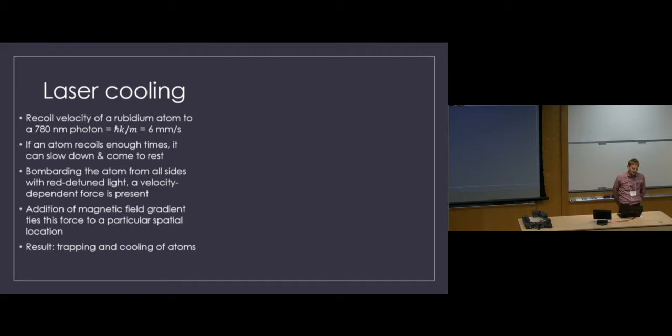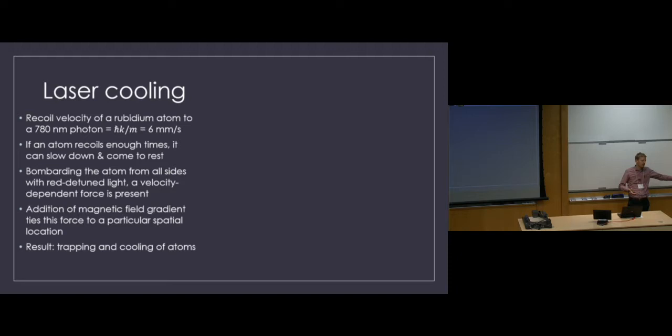So we all know that light has momentum, right? H bar k. If you were an atom with a mass m, take h bar k over m, and you now have a velocity. So every time an atom absorbs a photon, it recoils a little bit, takes a step back. For a typical case of rubidium at 780 nanometers, that's 6 millimeters per second. That's not a huge amount, particularly if the atom was moving at hundreds of meters per second. But if we can scatter a whole bunch of photons, then in principle the atom could come to rest. And that's exactly what we do.